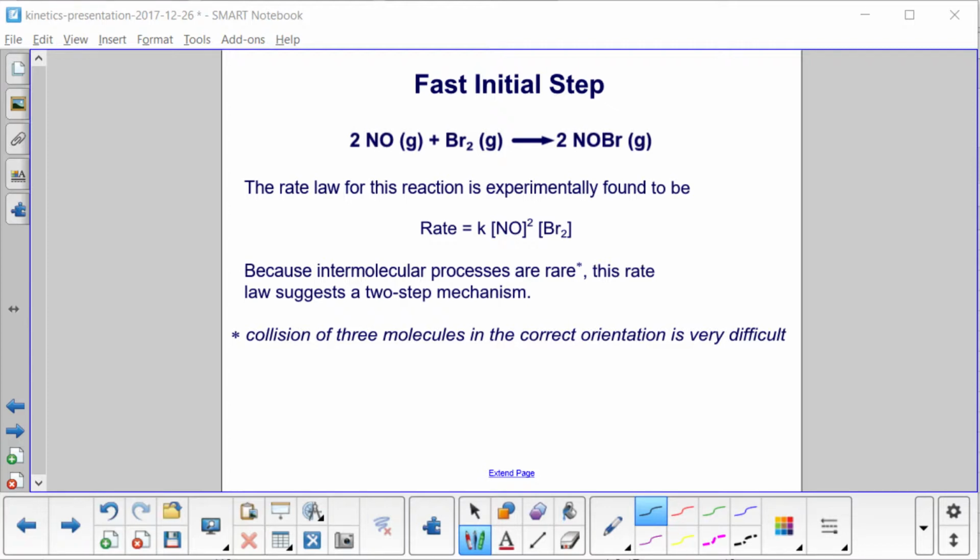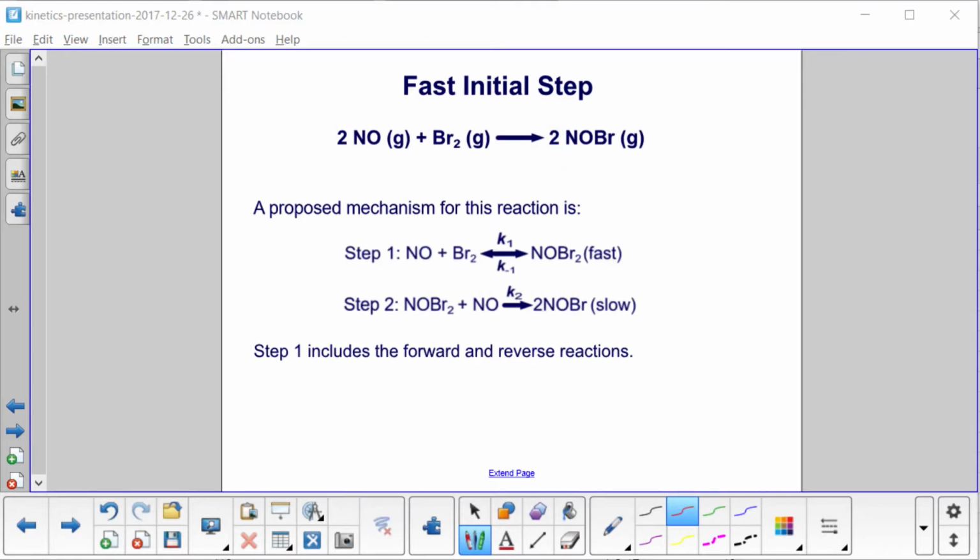Because intermolecular processes are rare, this rate law suggests a two-step mechanism. So what that means is, see how there are 3 reactants? 2 of these and 1 of these have to combine to make 2 of these. So the combination of those 3 reactant molecules is very rare, which means this reaction is much more likely to happen in 2 steps. So here's a proposed mechanism for this reaction.